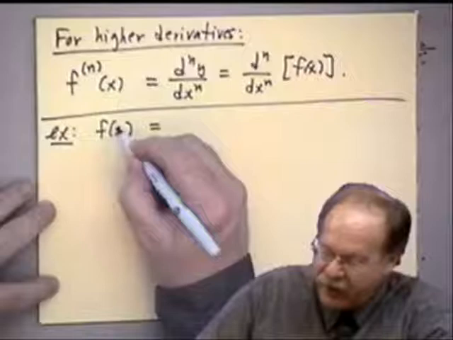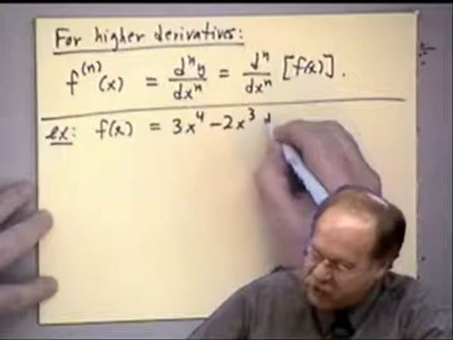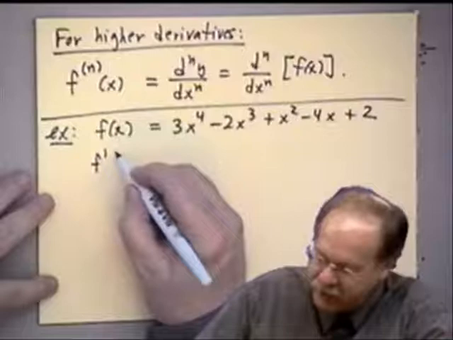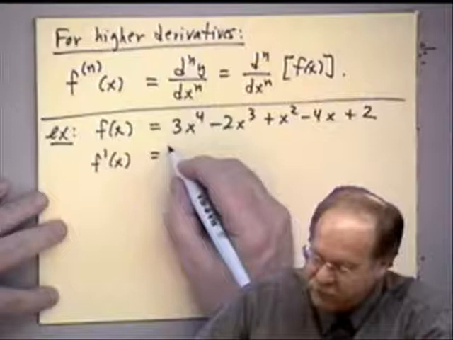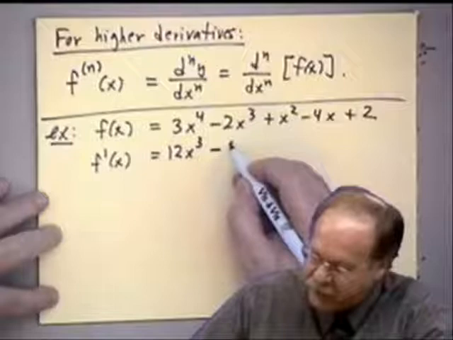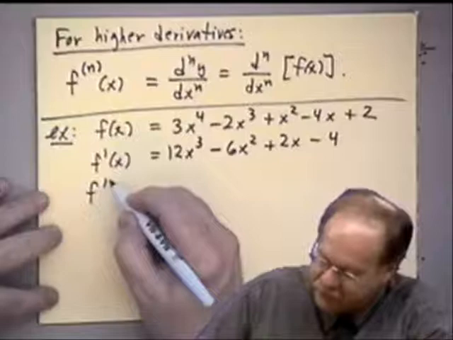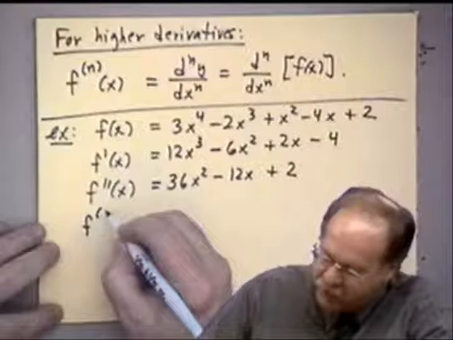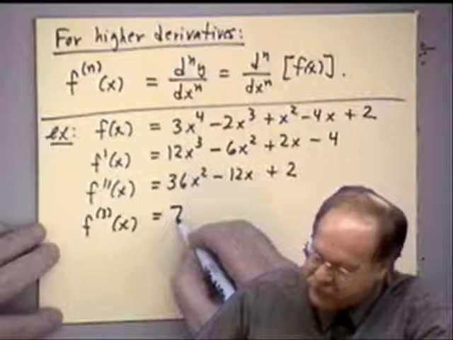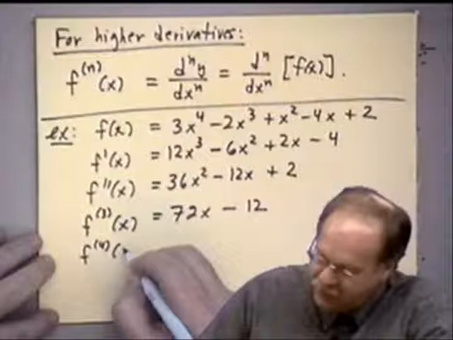If you have f of x equals, say, a nice polynomial like 3x to the fourth, minus 2x cubed plus x squared minus 4x plus 2, then let's just calculate all of its derivatives. The first derivative is going to be 3 left alone, and then the derivative of x to the fourth is 4x cubed. So the 3 times the 4 gives me 12x cubed. Minus, the same sort of thing happens here, and I end up with 6x squared plus 2x minus 4. The second derivative, and I'll still use the double prime here, is going to be 36x squared minus 12x plus 2. For the third derivative, I'll go ahead and adopt that parenthetical notation. So the third derivative of f will be 72x minus 12. The fourth derivative of f will then be 72.